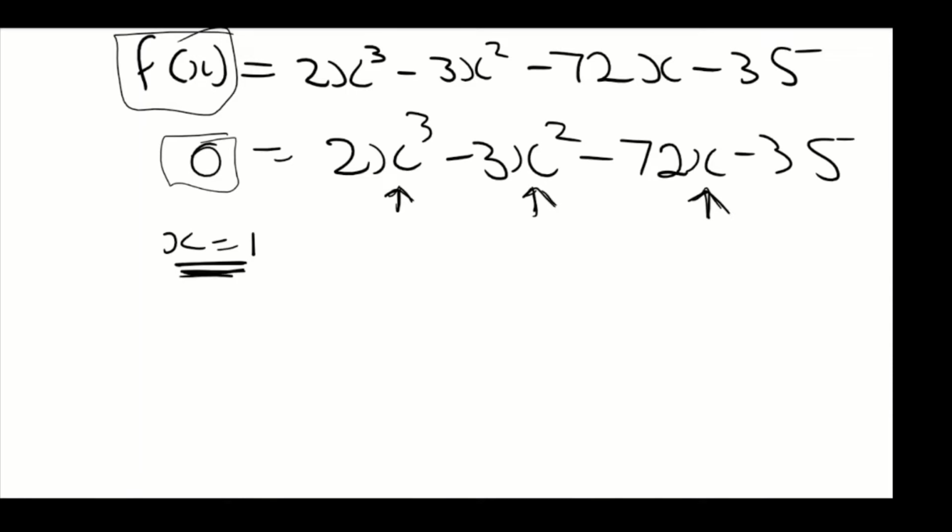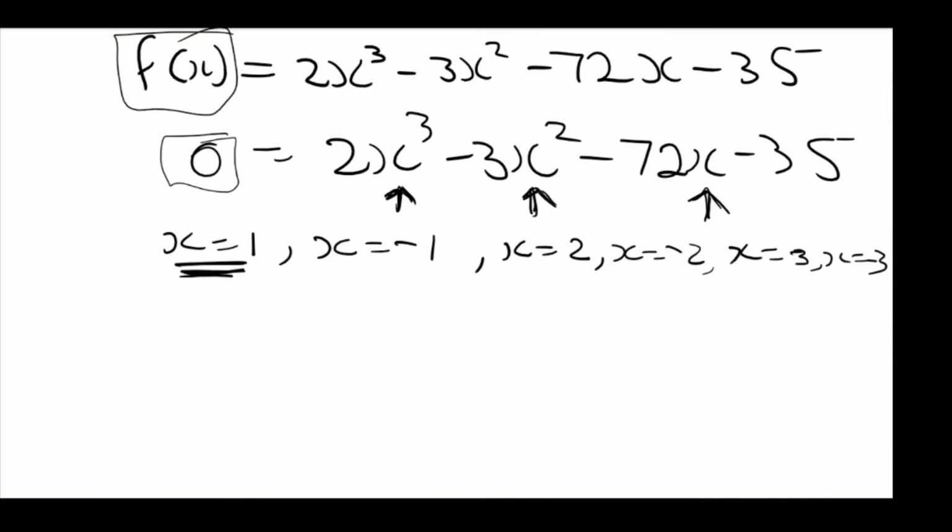So when x is equal to 1, you need to substitute that x equals 1 where there's x and see if it's going to give you 0. If it doesn't give you 0, try substituting x equals minus 1. If it also doesn't give you 0, try substituting x equals 2 or x equals minus 2, x equals 3, or x equals minus 3. Just try and substitute the values of x and see if it's going to give you a solution equal to 0.